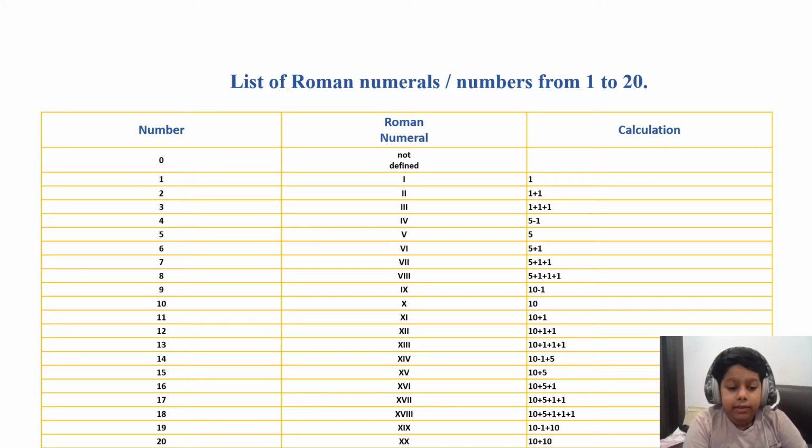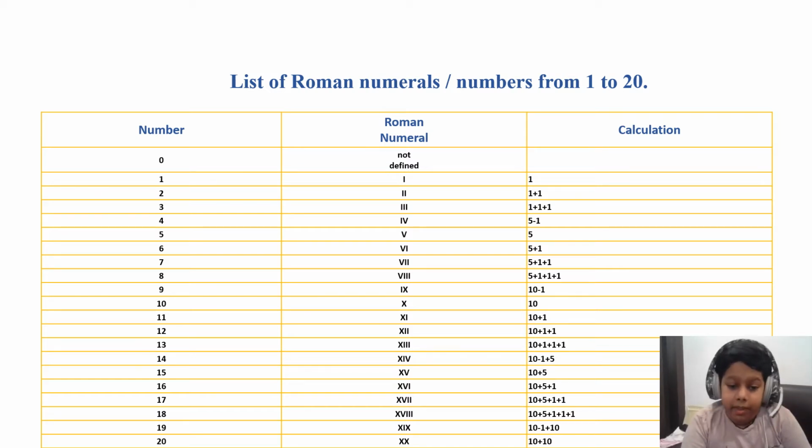10 is X, 11 is XI, 12 is XII, 13 is XIII, 14 is XIV, 15 is XV, 16 is XVI, 17 is XVII, and 18 is XVIII, 19 is XIX, and 20 is XX.